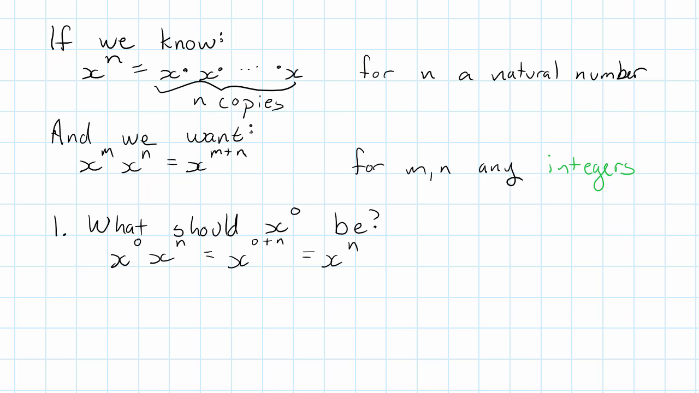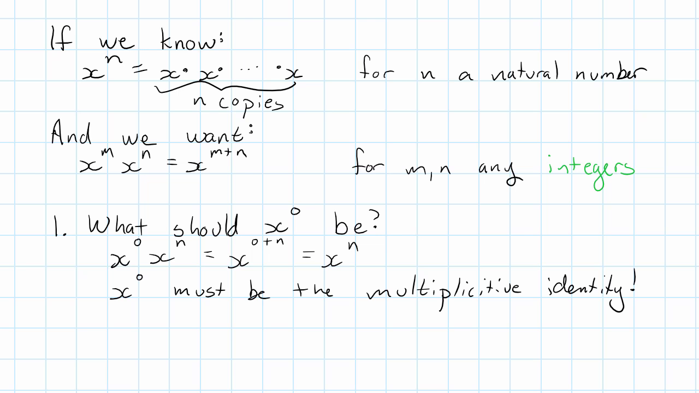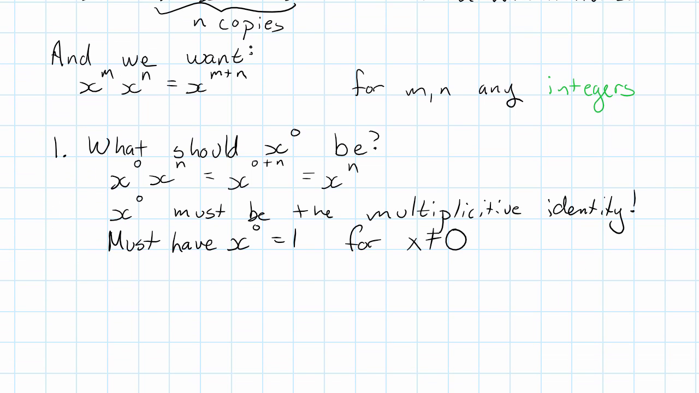So, what does that mean? Multiplying by x to the 0 doesn't do anything. So x to the 0 must be the multiplicative identity. We must have x to the 0 equals 1. Well, for x non-zero, right? If x is 0, anything times 0 is 0. This isn't very interesting. But if x is not 0, x to the 0 must be 1. Even better.